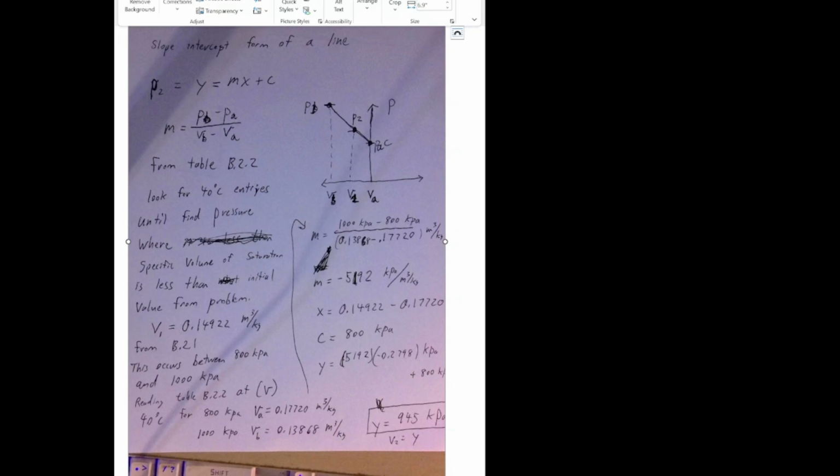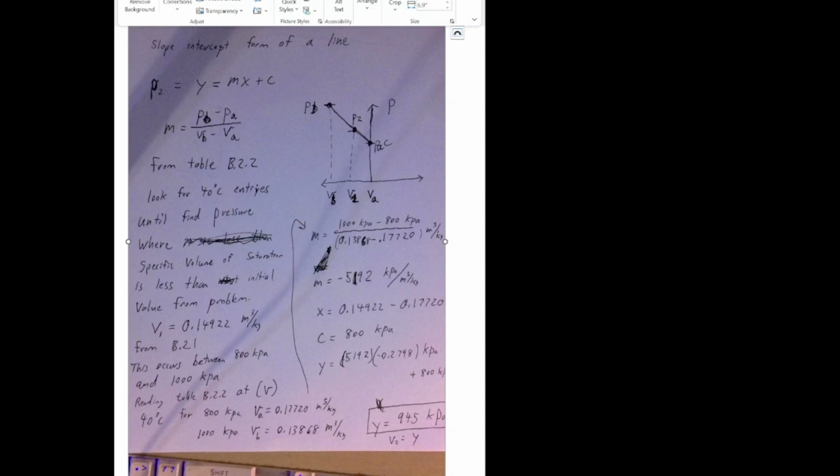Okay, that's where I came up with the slope. So what I did is find the slope from point A to point B, from pressure A to pressure B, which I defined as these two. This is my A and this is my B. And for the specific volumes of those, I just plug those in. Here's my PB, PA, specific volume B, specific volume A. Came up with this number.